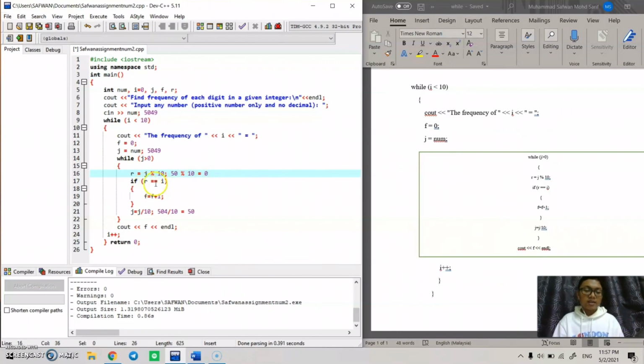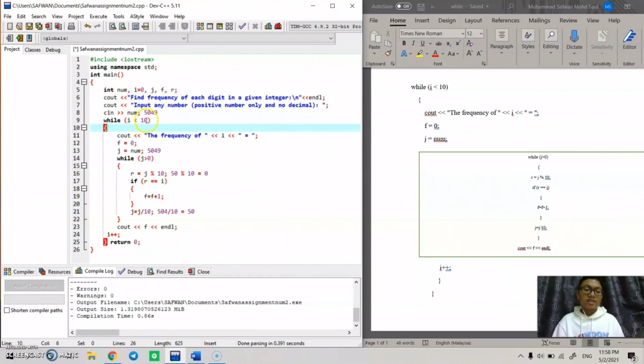And R is same as I, which is 0. So the frequency will plus 1. So the frequency will be 1. And this repeat until the last digit number from the back. Means that we start from the back. So the first front number will be the last that we calculate. So this will repeat until the integer of 9.